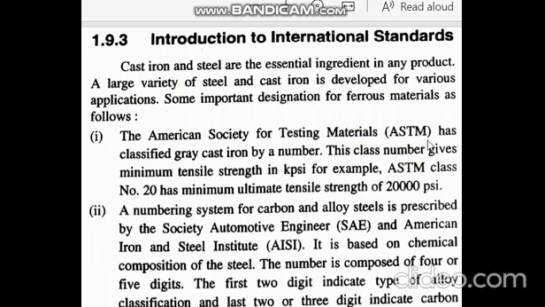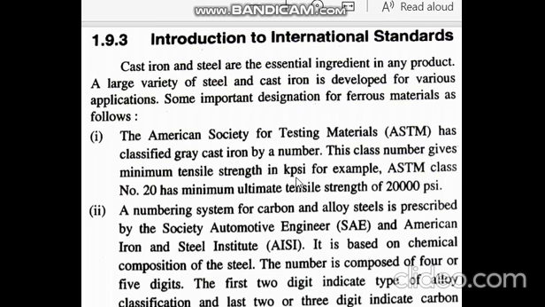this standard, ASTM standard, is a well-known standard. ASTM stands for American Society for Testing Materials. It could be asked in one of the quizzes what ASTM stands for. American Society for Testing Materials. Okay, and they give gray cast iron by a number.